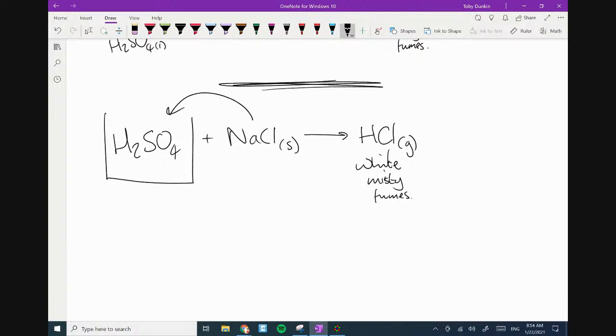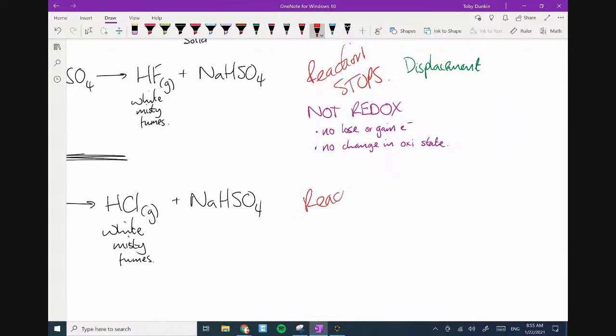If you're wondering why you can see the misty fumes, because HCl is a colorless gas, so is HF. You can see the misty fumes because it reacts with the water in the air to form droplets, which is why you see misty white fumes. And we get NaHSO4. Once again, not redox, and the reaction stops. Not redox, but in fact, displacement.